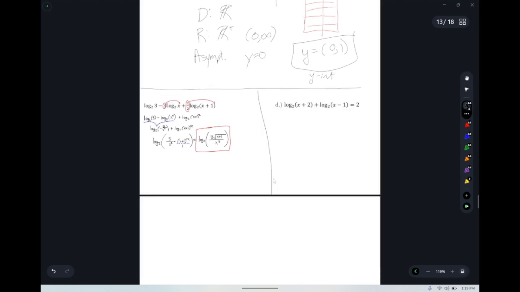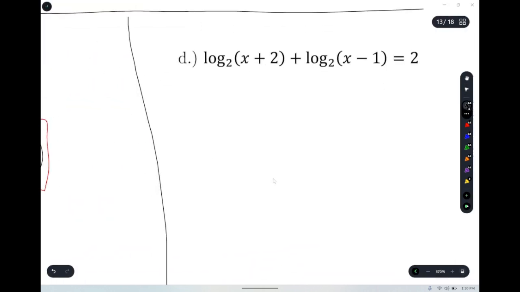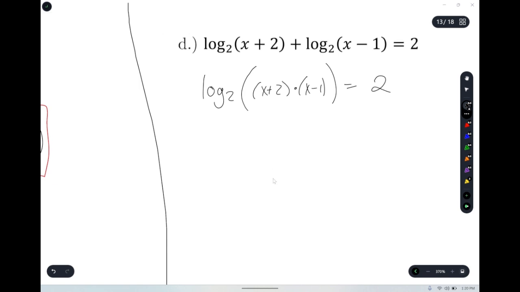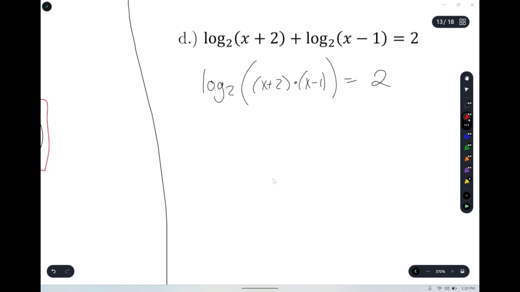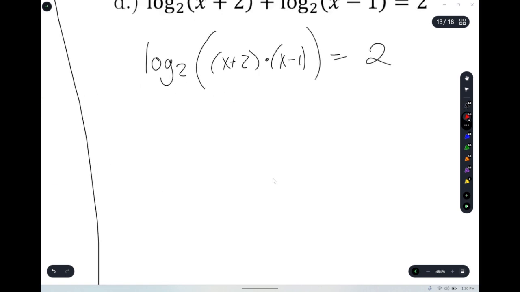All right, so let's do it. Can you combine anything? Yeah. By golly, you can. You can multiply. Right? Yep. So we got log 2, x plus 2 times x minus 1 equals 2. Oh, shoot. How do we get rid of that log 2? It goes right here in this box. Got to figure out what goes in that little box right there.